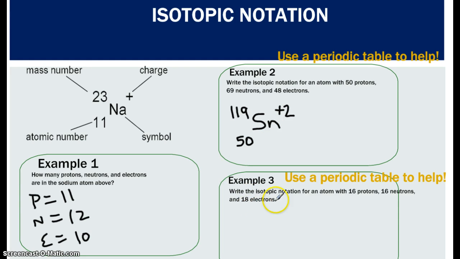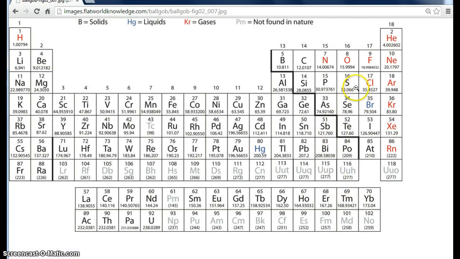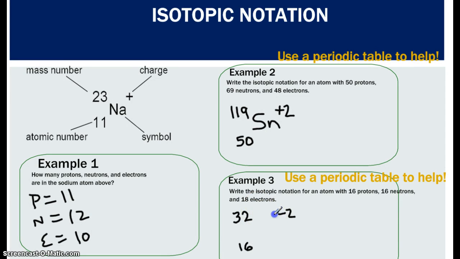And then the last example here, 16 protons, so the bottom number is a 16. 16 neutrons, so 16 plus 16 is 32 for the top number, the mass number. And the number of electrons looks like it's 2 more than the number of protons. Electrons are negative, so there have to be 2 extra negative charges, so you put a charge of negative 2. And then to figure out what the actual symbol is, you look in the periodic table for the number of protons, 16. And 16 is S, sulfur. So you write in S.